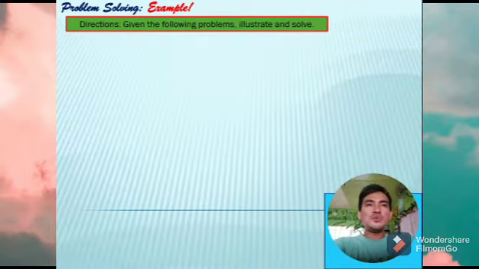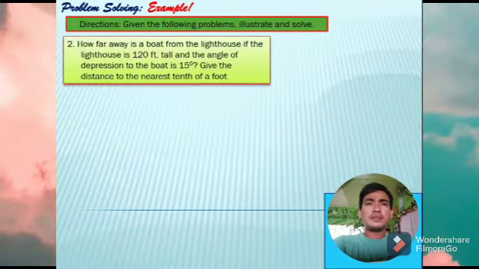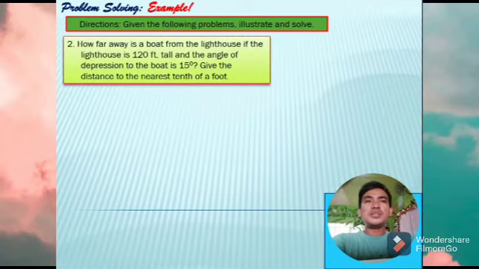Now let's proceed to problem number 2. Okay, so problem number 2. How far is a boat from the lighthouse, if the lighthouse is 120 feet tall and the angle of depression to the boat is 15 degrees? Give the distance to the nearest tenth of a foot.